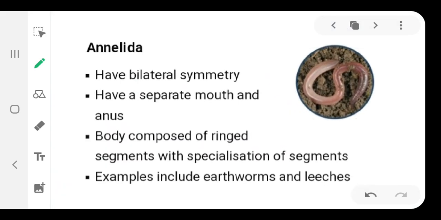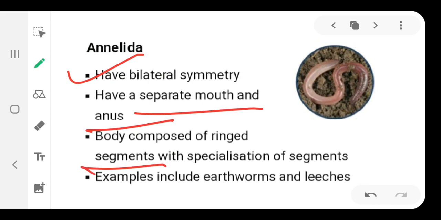If you sum up, these are the points. Number one, bilateral symmetry. They have a separate mouth and anal opening for food intake and excretion. Then the body is composed of segments. Examples are basically earthworms and various types of leeches.